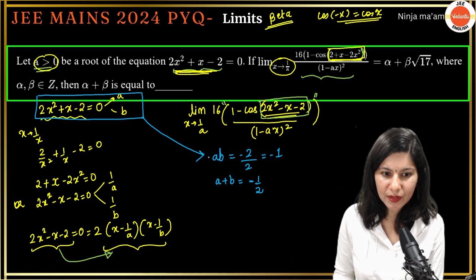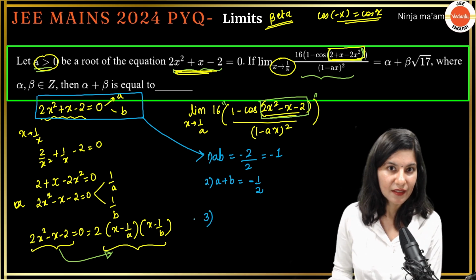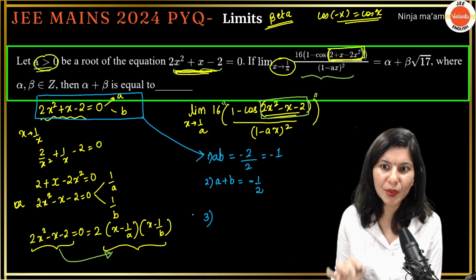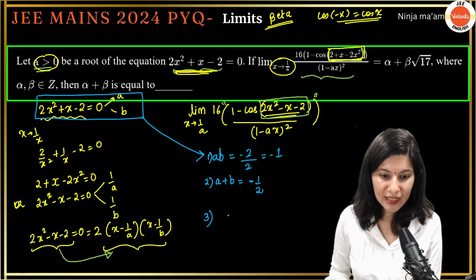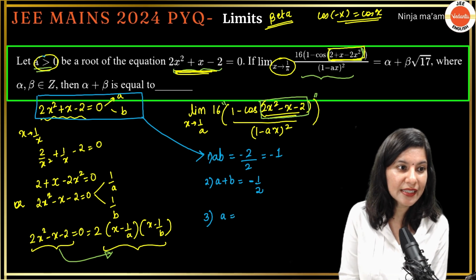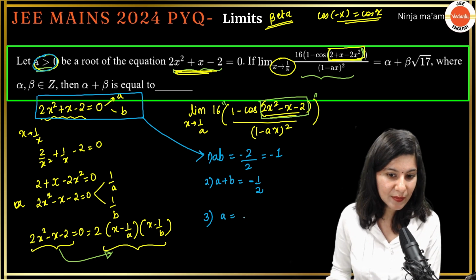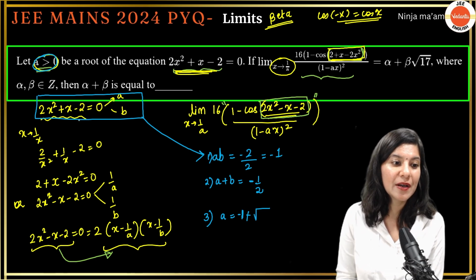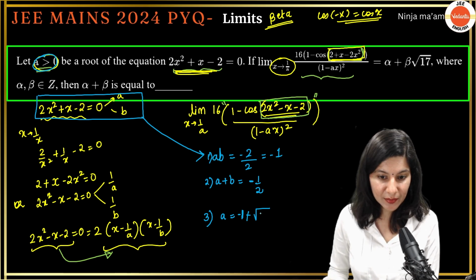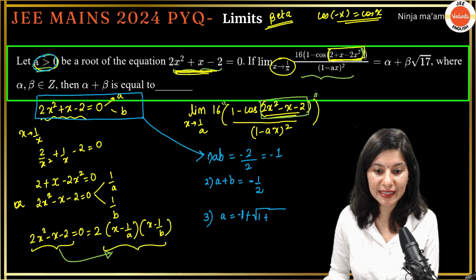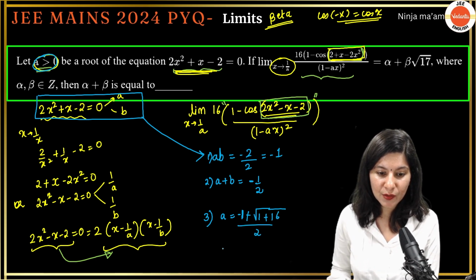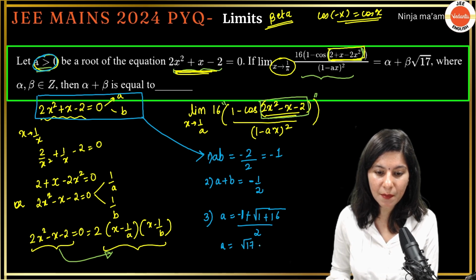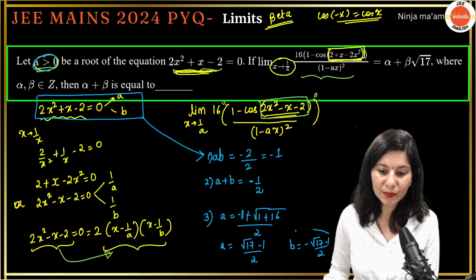And from here, if I calculate the roots of the equation, what do I get? Because I need a separate value of a also. So clearly it is written that a is a positive value. a will be minus 1 plus square root of 1 plus 4ac. So 4 2s are 8, 8 2s are 16, by 2. So a is actually coming out as root 17 minus 1 by 2. And b is coming out as minus root 17 minus 1 by 2.